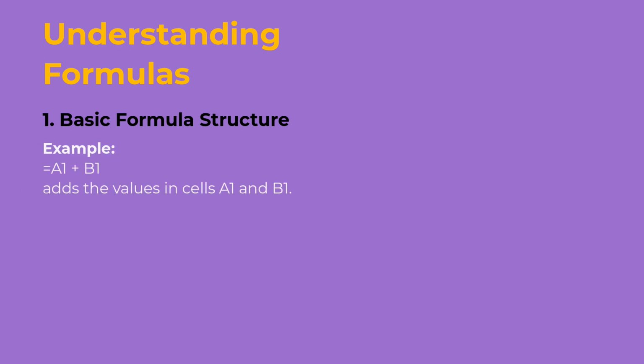A formula in Excel starts with an equal sign and combines values, cell references, and operators to perform calculations. 1. Basic formula structure. Example, =A1+B1 adds the values in cells A1 and B1. Use mathematical operators like plus for addition, minus for subtraction, asterisk for multiplication, slash for division.